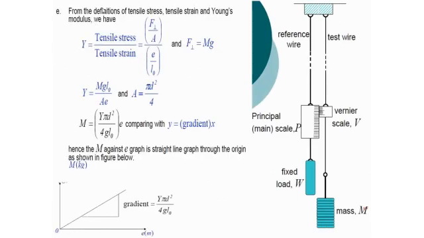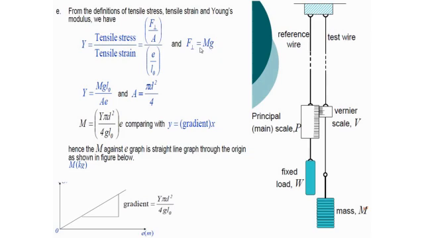It's very simple. From the definition of tensile stress and tensile strain and Young's modulus, what do we have? Y, the Young's modulus, is equal to tensile stress divided by tensile strain. Tensile stress is defined as F by A, whereas tensile strain is defined as e by L naught. We also know that F is equal to ma, that is Newton's second law, right? In case of a, we can write g, the acceleration due to gravity, so F is equal to mg, right?